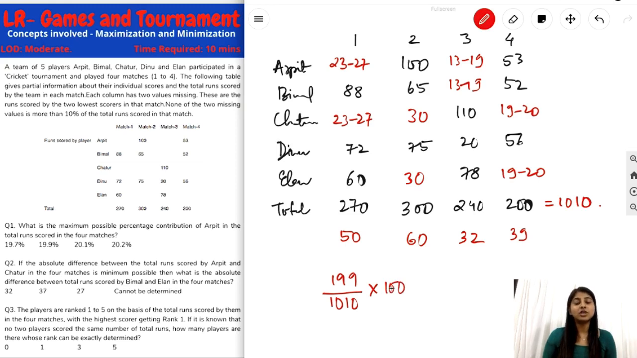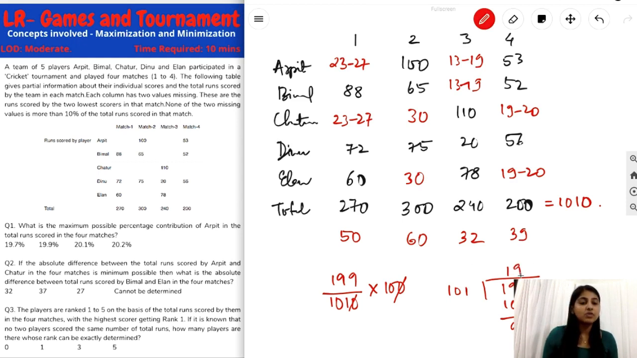You need to do the calculation exactly, because we see that the options are very close: 19.7, 19.9, 20.1 and 20.2. Since the values are very close, we are going to do exact calculations. Let's do it. So this and this 10 you can cancel. It is 1990 divided by 101. First we divide by 1 and we get 101, that is 890. We are doing it in so much detail because the values are very close and we don't want to end up making any mistake.